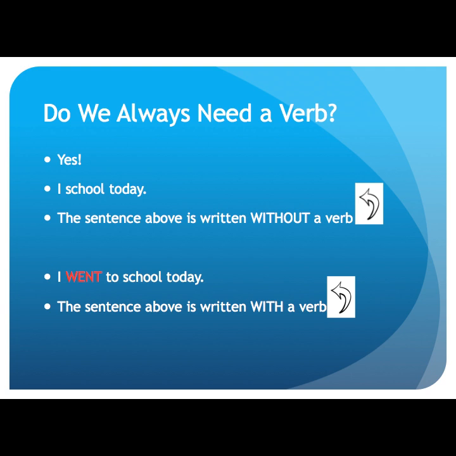When using a verb, there always needs to be a subject in front of it. A subject could be he, she, they, you, or I. So in a sentence, it would be the subject and then the verb. Like I is the subject and went is the verb.